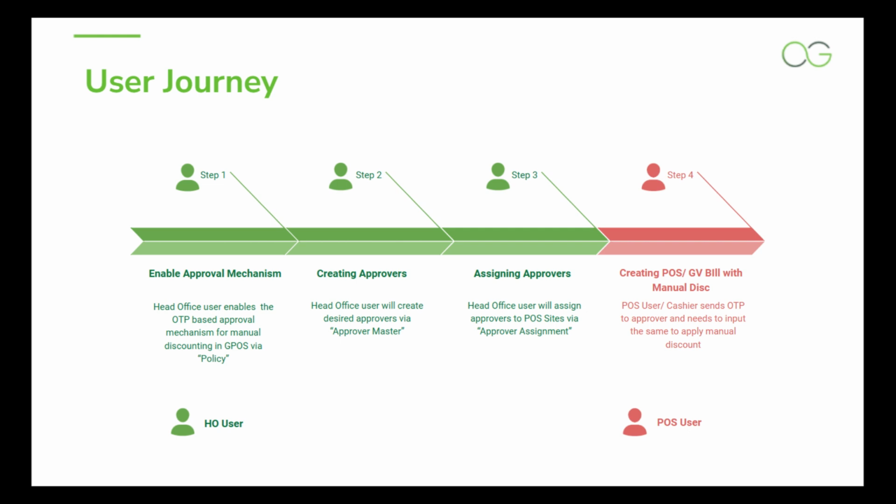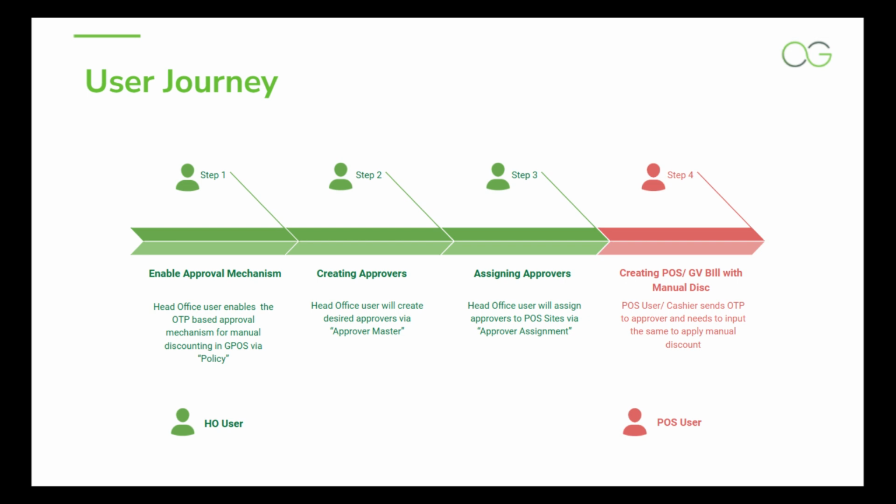Before concluding the user journey for a head office user, it is important to consider a key point. The sync process runs simultaneously throughout these steps. This means there may be instances where an HO user enables this feature as shown in step 1, while subsequent steps, that is creating and assigning approvers, are still incomplete. Once the feature is enabled, the data is immediately synced with the POS sites, activating this feature there as well. However, since the approvers are not yet assigned at the POS sites, cashiers will be unable to apply manual discount on POS or GV bill unless the HO user assigns approver to the POS sites.